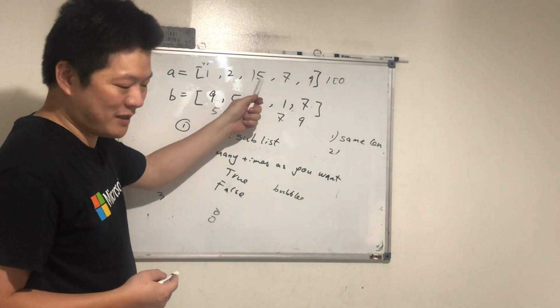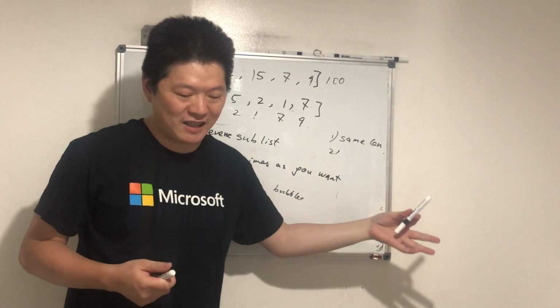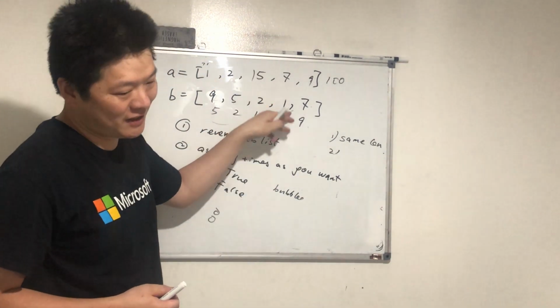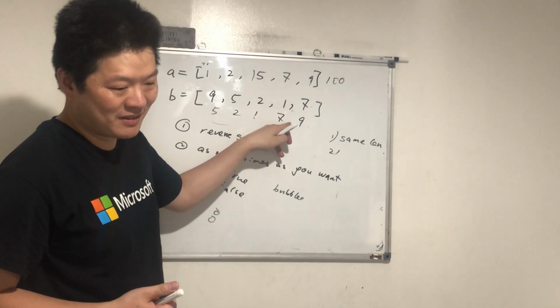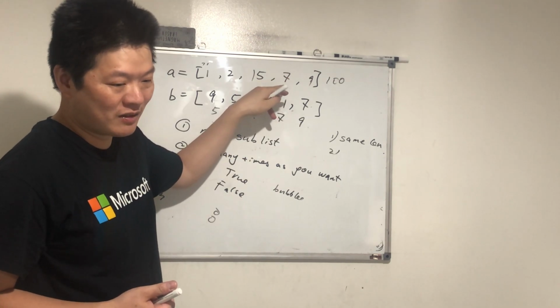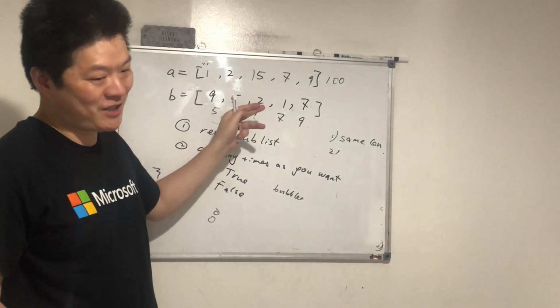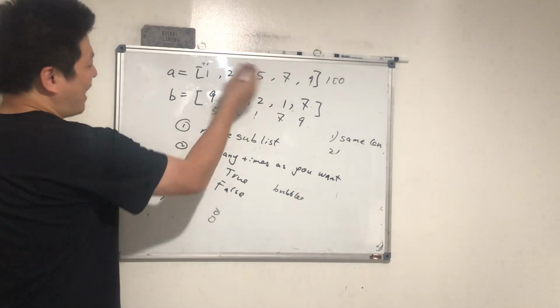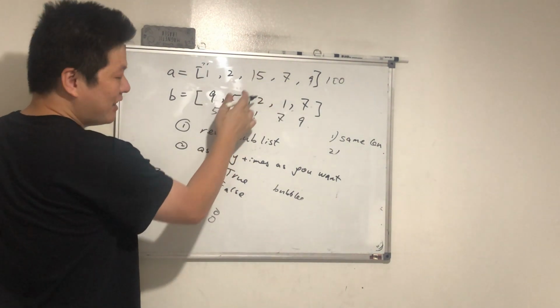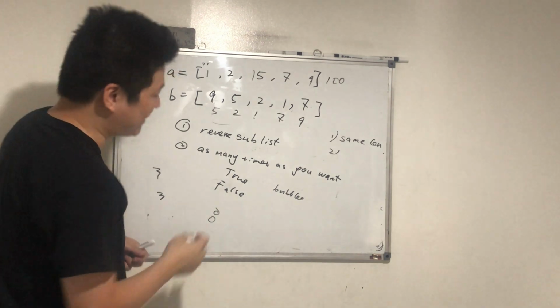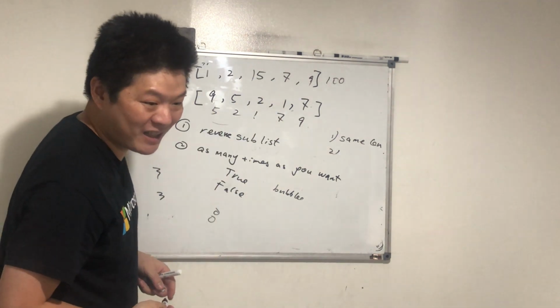So if one of the elements is not found in the other list, what happens? Can you change it? No, you cannot change it, right? So for example, 15, no matter how you swap or reverse, you can't make it the target, because the target doesn't contain the 15, alright?